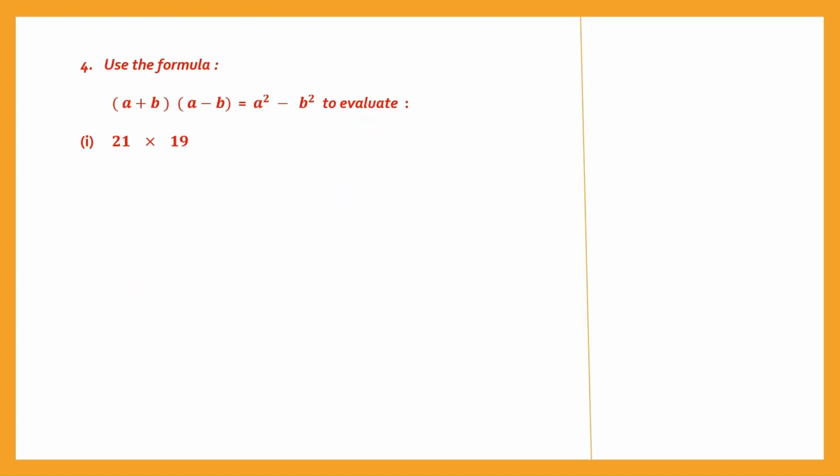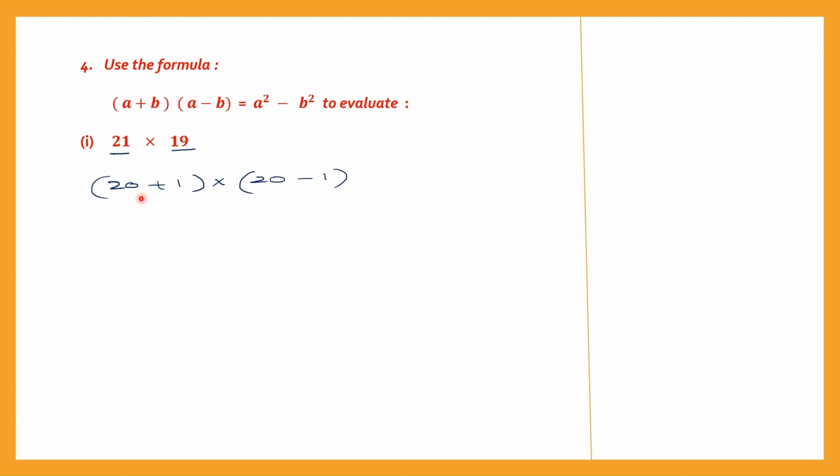Question 4. Use the formula given to us now to evaluate this, 21 into 19. That means we have to get it in this format, a plus b into a minus b. So once you get a plus b, it's easier to get a minus b. Now look at 21. How can I make this a plus b? If I make it 20 plus 1, okay, so let's try that. So 21, I can write it as 20 plus 1 into, now 19 I can say 20 minus 1, isn't it? 20 minus 1 is 19.